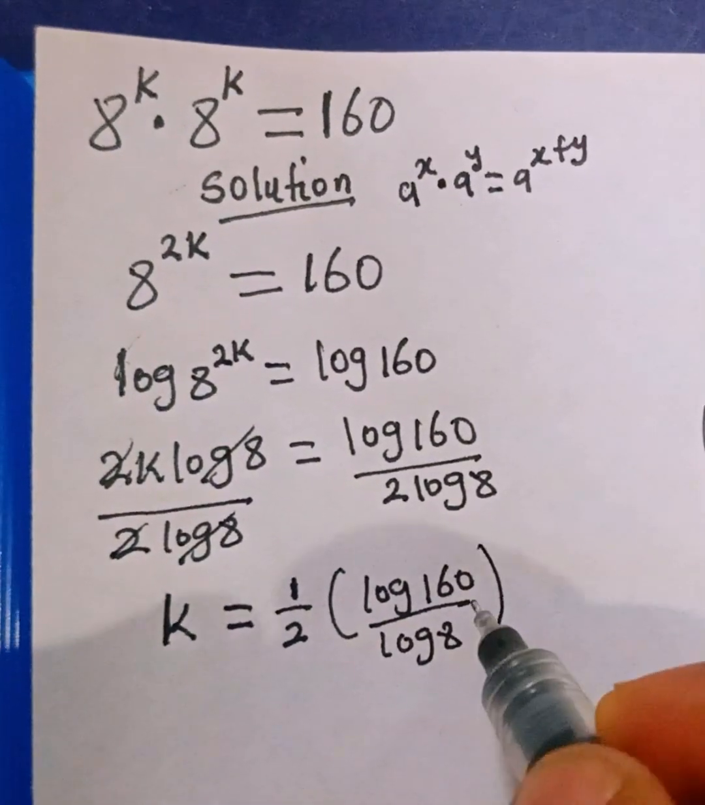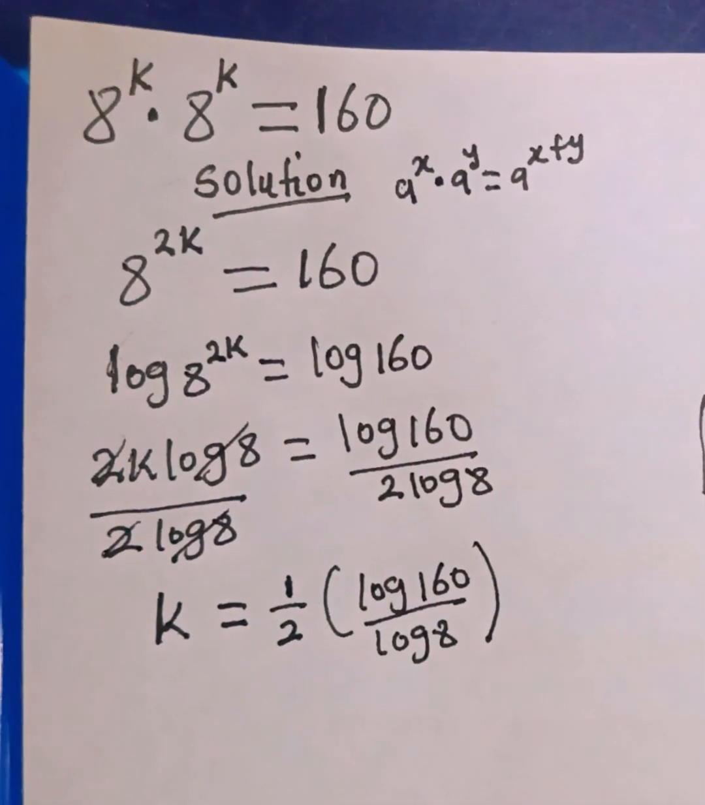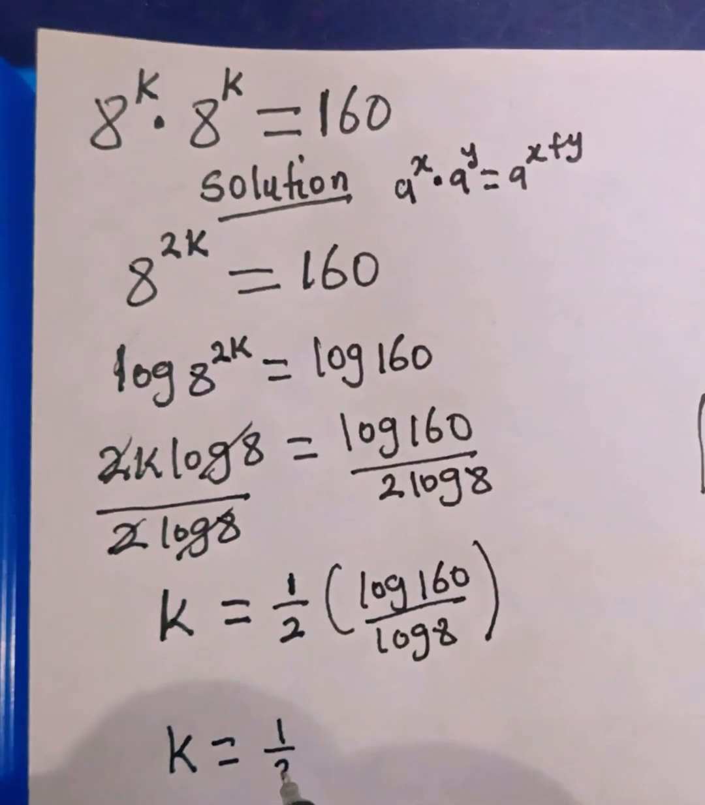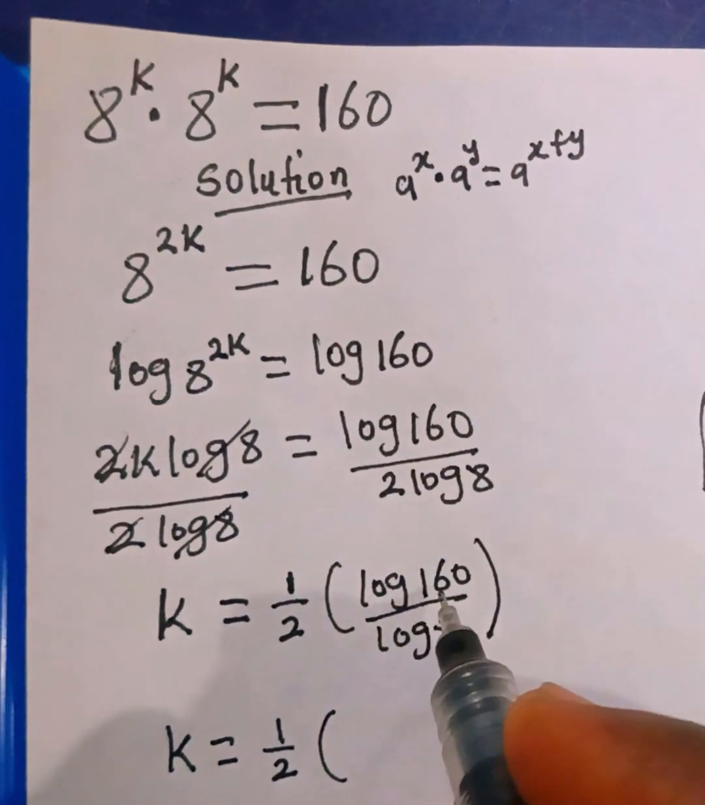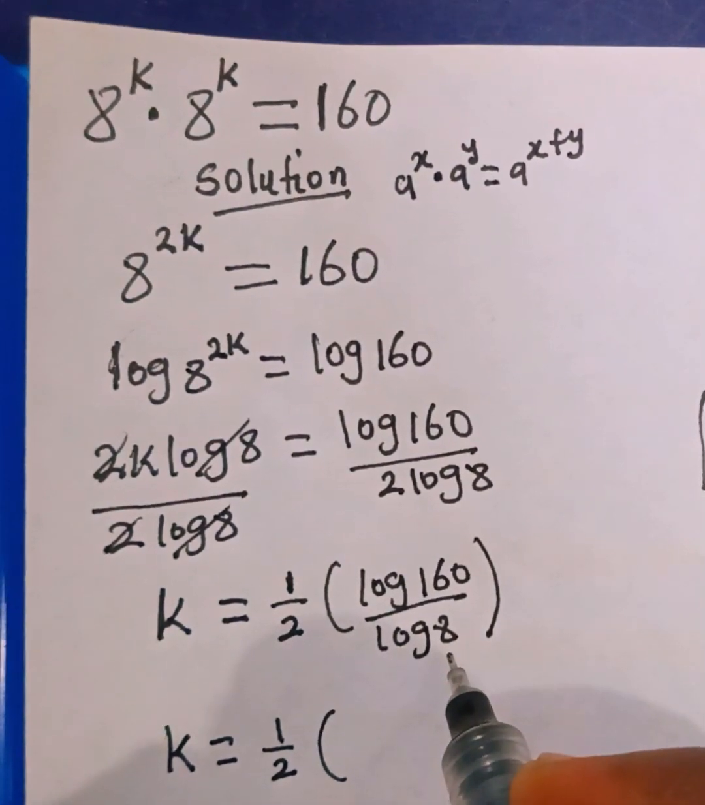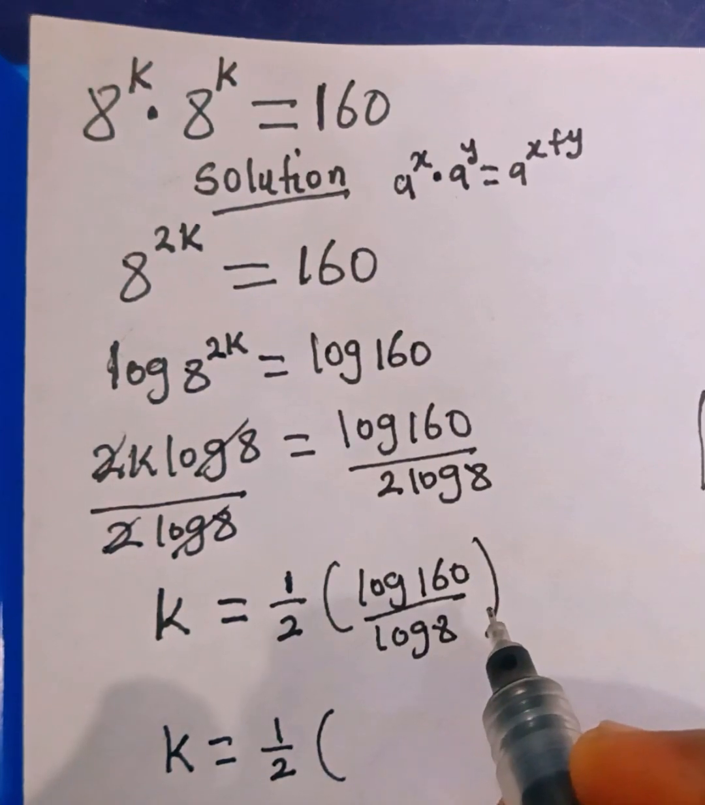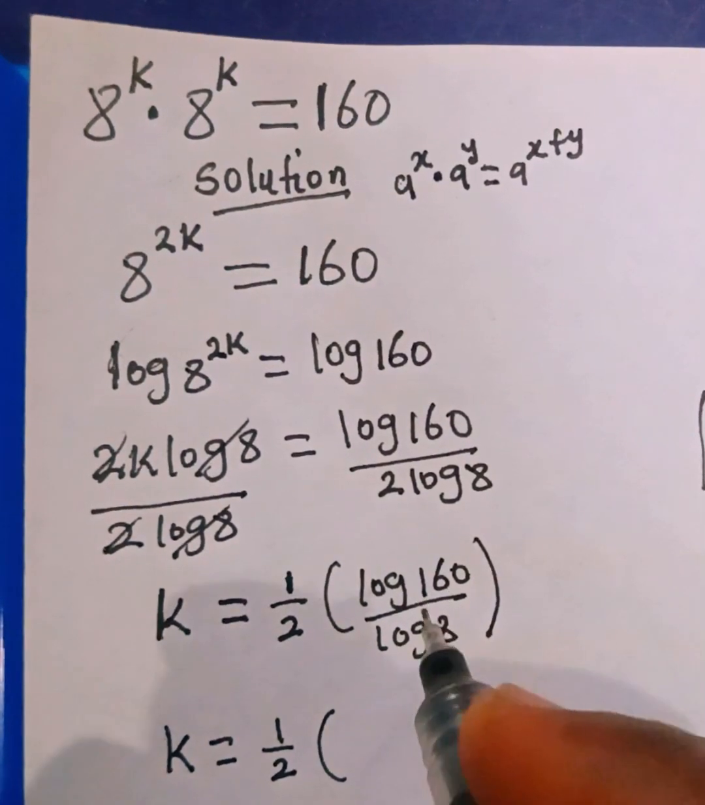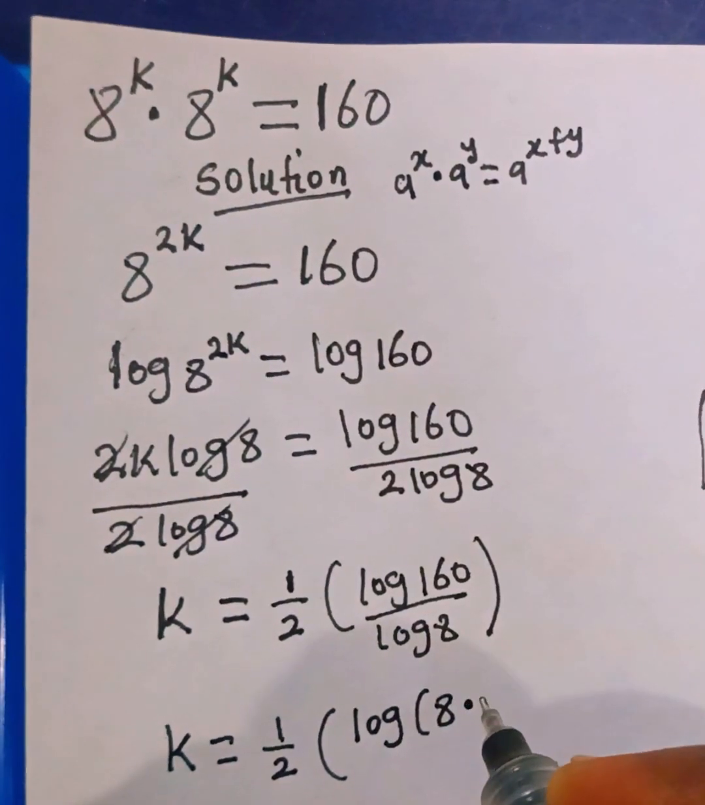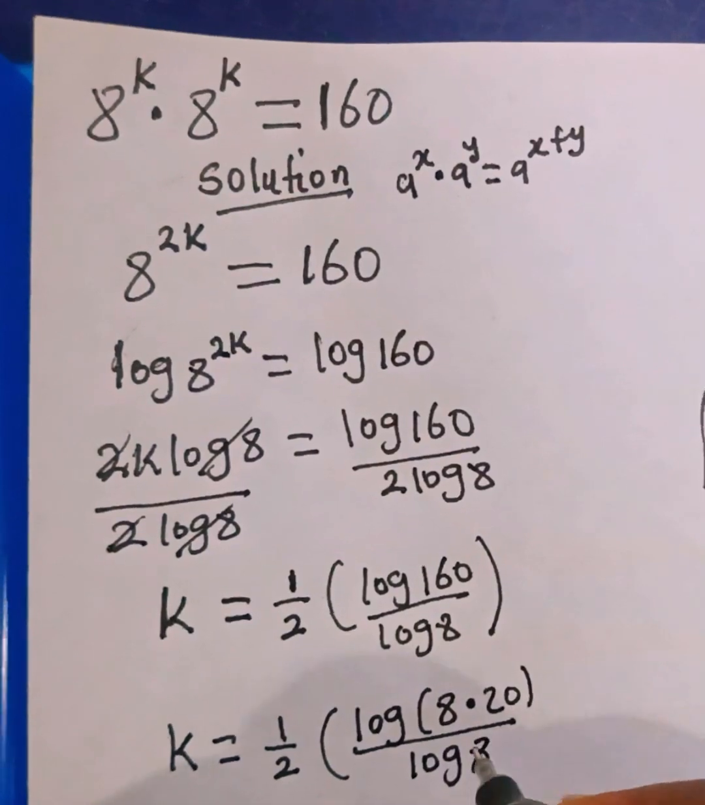So now we cannot just stop here. We need to simplify further to its lowest form. So we are going to have k equal to 1 over 2 into log 160, and here is log 8. What can we multiply by 8 to give us 160? 8 multiplied by 20 is going to give us 160. So therefore, we can write 160 as 8 multiplied by 20, with everything all over log of 8.